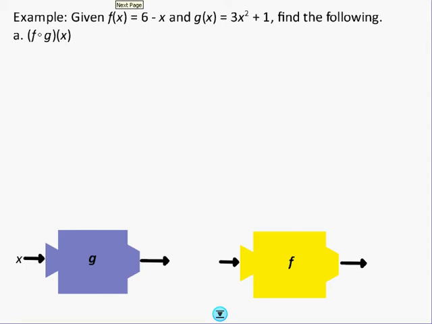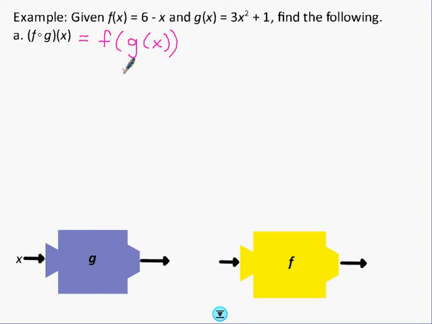Okay, so it says f of x is this, g of x is this. Find f of g of x. Okay, well, again, as I just said, I always rewrite it as f of g of x. I rewrite it this way because it makes more sense to me.